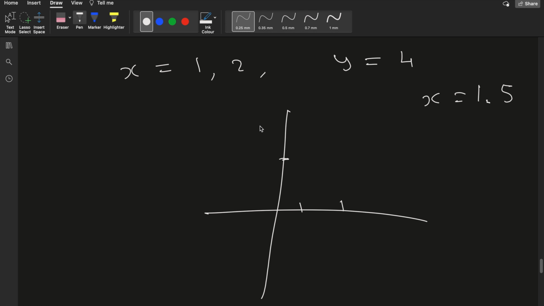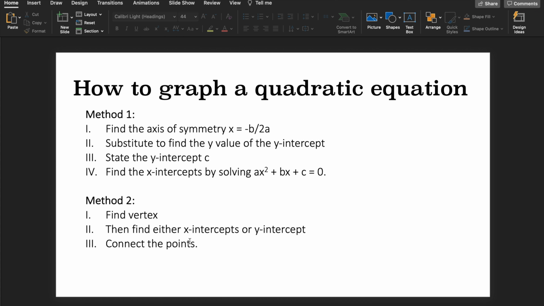So yeah, you'd have to connect these points. You'd also have to find the vertex, and you'd probably get something like this, and you'll just have to connect them. Something like that. And this should be symmetrical to this. So that's our final answer. And then you'll either have to find the vertex, then find the x-intercepts or y-intercept and connect the points. This is how it is.